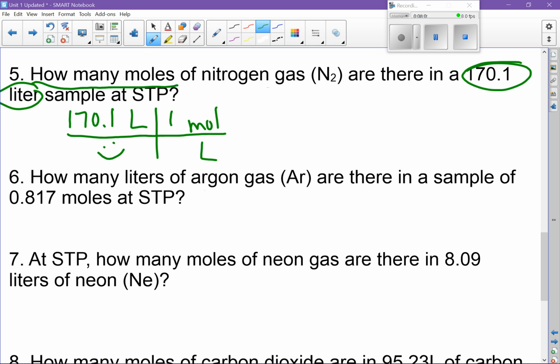You always write 1 with the mole, and liters needs 22.4. You can put this in your calculator. Times on top, divide down. When you do that, my calculator says 7.59375. We're going to round this one to the thousandths place, which is right here at the 3. The 7 after it means that we need to round up, so my answer becomes 7.594, and then our unit is moles, since we were solving for moles.